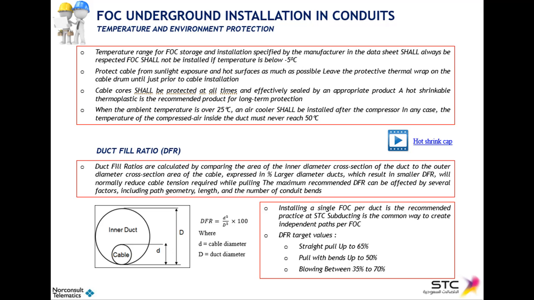Last but not least on this temperature and environmental protection, please use aftercoolers while blowing or while installing cables using compressors if the ambient outside temperature is over 25 degrees. Because over 25 degrees, when the compressed air is injected in the duct, the temperature reaches at least 50 degrees, and 50 degrees is too high a temperature for the installation. So you have to use aftercoolers, and we will see that later in more detail while talking about fiber blowing.